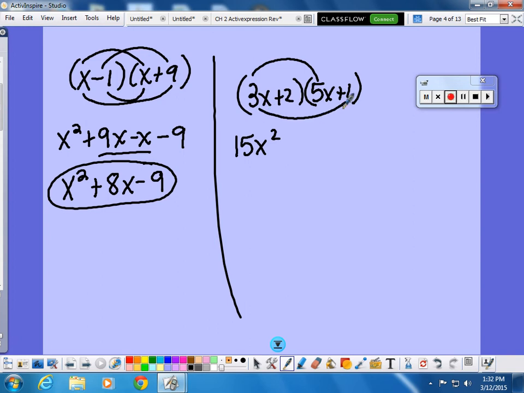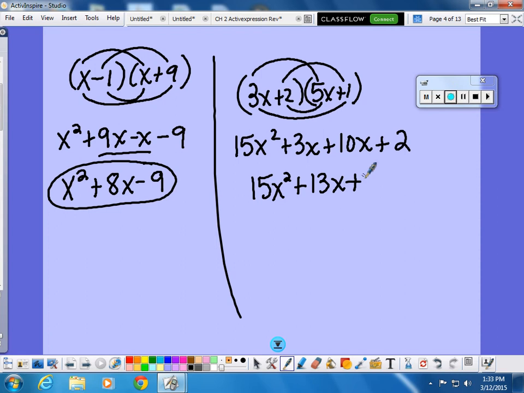Outer, 3x times 1. Inner, 2 times 5x. Last, 2 times 1. When you finish, see if you agree with me there.